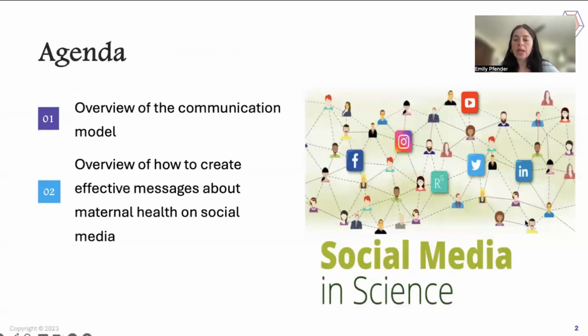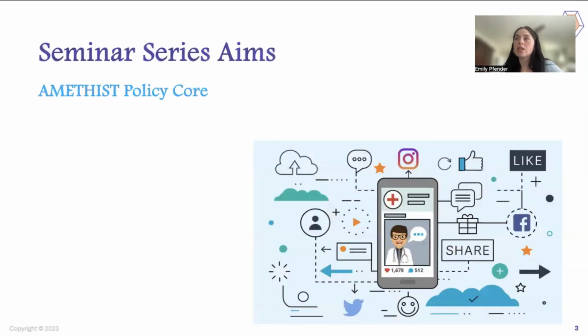So just an overview and an agenda for today. I'm going to overview the communication model, a fundamental model we use in the communication and social science space. And then I'm going to overview how to create effective messages about maternal health on social media using the components of that model.